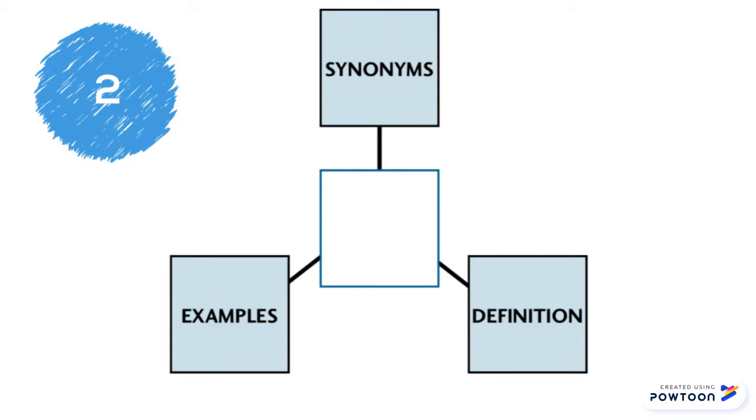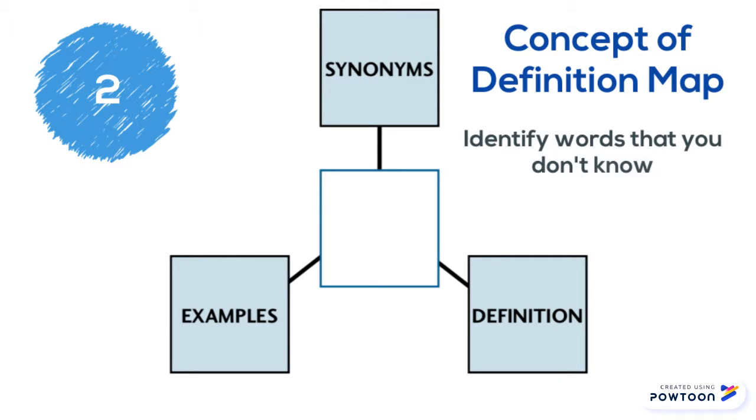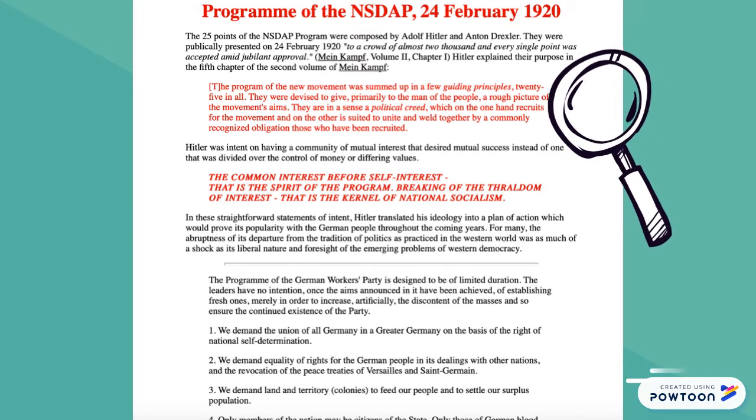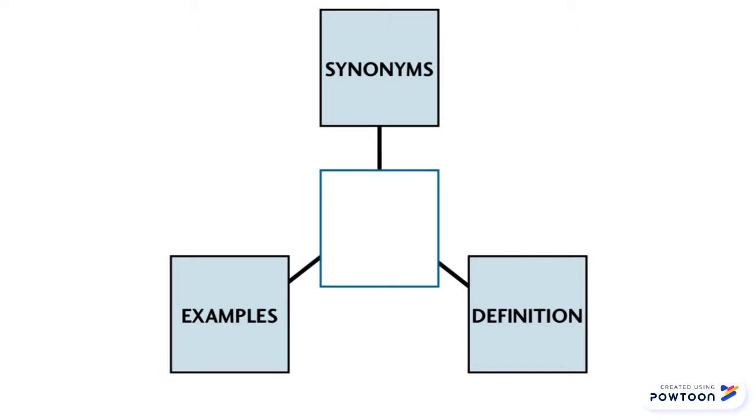Activity number 2 is known as a concept of definition map. Its purpose is to identify words that you don't know so that you can focus on them to build your comprehension. For the purpose of a lesson, students would go through the NSDAP 25 points and select words that they don't understand. They would then create a definition map for that term, where they would put the term in the middle, then identify synonyms, examples, and a definition, preferably in their own words.